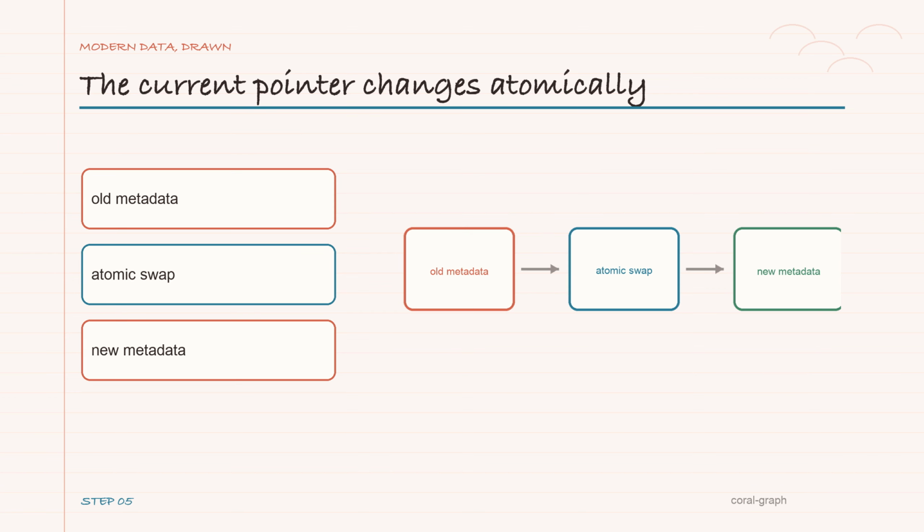With the previous step in place, the next piece becomes easier to see. At the top of the metadata tree is a small current metadata pointer. A writer prepares new metadata and then swaps that pointer in one atomic step. Readers therefore see either the old complete snapshot or the new complete snapshot, never a half-finished mix.